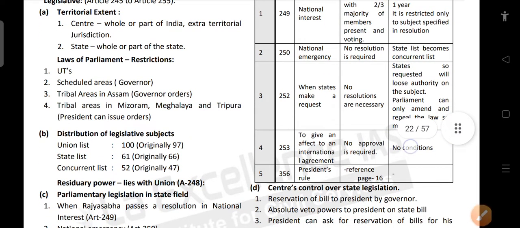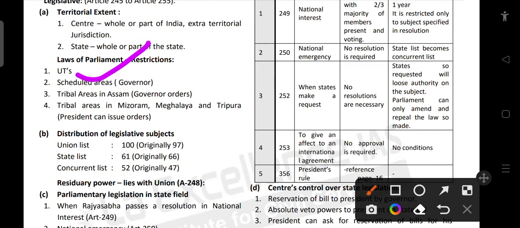Now what are the restrictions on the laws of Parliament? In case of a union territory, or in case of a scheduled area, the governor can place some restriction, and in case of tribal areas in Assam also the governor can place some restriction. But for the other tribal areas like Mizoram, Meghalaya and Tripura, the president can issue orders. Only in case of Assam, the governor. So these are some of the restrictions on the laws which Parliament can make.